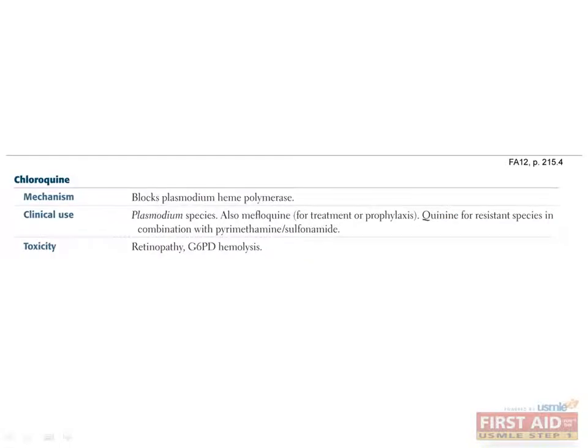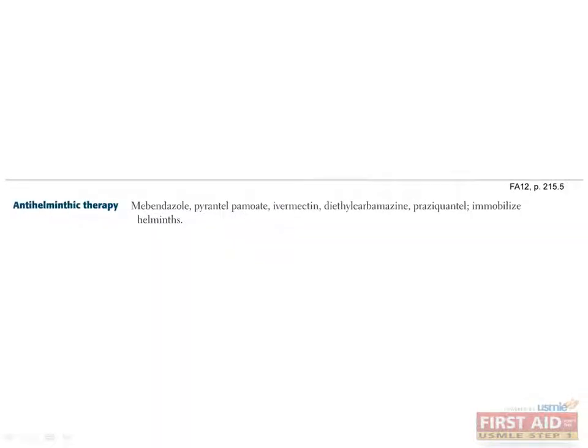Chloroquine is used to treat malaria. It functions by blocking the heme polymerase enzyme of Plasmodium. Due to resistance against chloroquine in many parts of the world, mefloquine is used with increasing frequency for prophylaxis and treatment. Antibiotics used to treat helminth infections include mebendazole, pyrantel pamoate, ivermectin, diethylcarbamazine, and praziquantel. You can refer back to the helminth section to remember which drugs treat specific diseases.